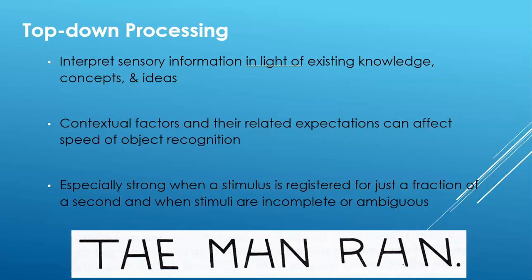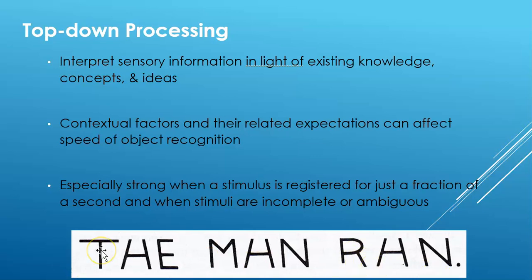So, for instance, when looking at the sentence on the bottom, the man ran, the very top is cut off, but we're still able to look at this and immediately say, the man ran, even though if you were to look at individual elements, then this is an H, and over here, this also looks like an H. But when you're looking at the whole thing in top-down processing, you're filling in the gaps to see the whole overall thing rather than the individual components.